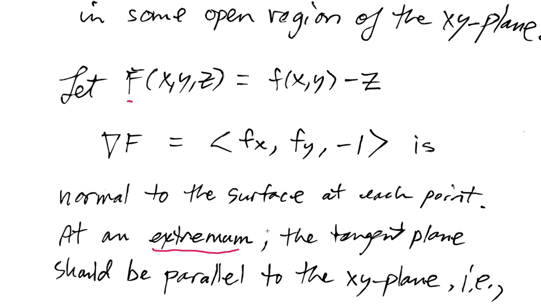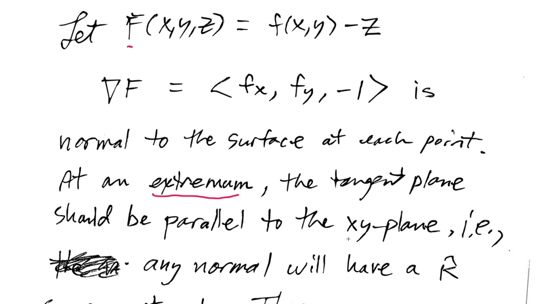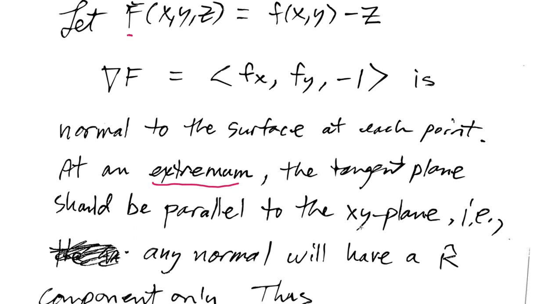So you can think of, if z is a nice, smooth surface, then I'm talking about the peaks and the valleys, the high points, the low points on the surface. Those are the extrema. At an extremum, the tangent plane should be parallel to the xy plane. Does that make sense? If you're at the very high point on a hill, you've got a tangent plane to that high point being parallel to the xy plane.